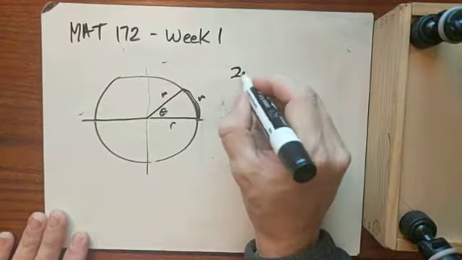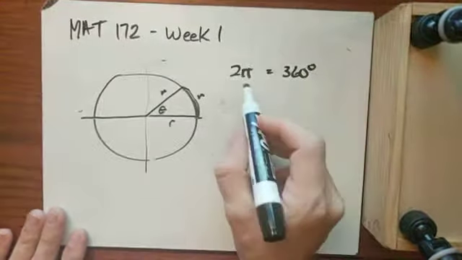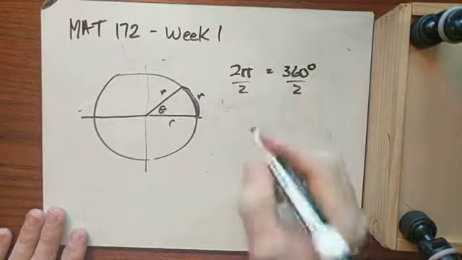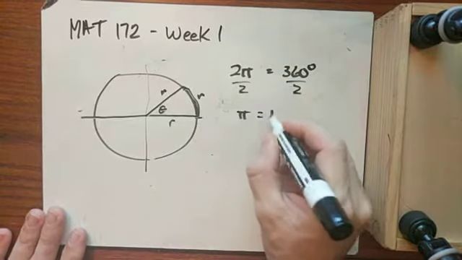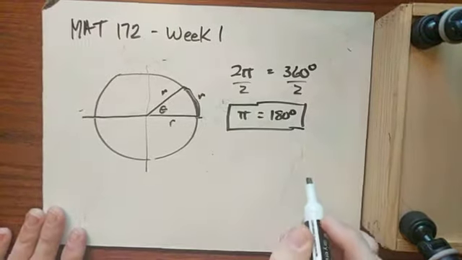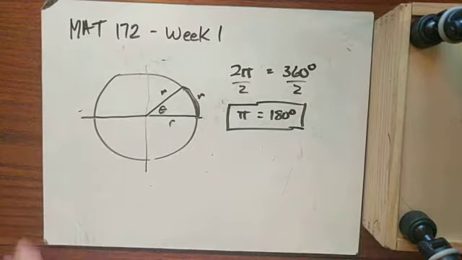All right, so since 2 pi radians is equal to 360 degrees, then we can divide both sides of this by 2. I'm sorry, I just knocked the camera. Then pi radians is 180 degrees. This is a very important fact for you to remember for this class. Pi radians is 180 degrees.